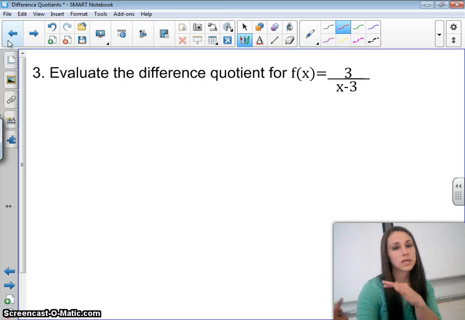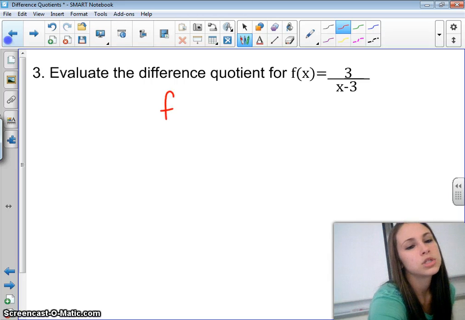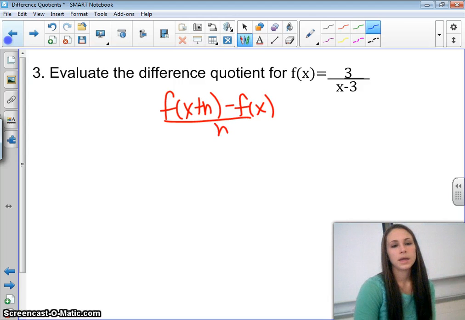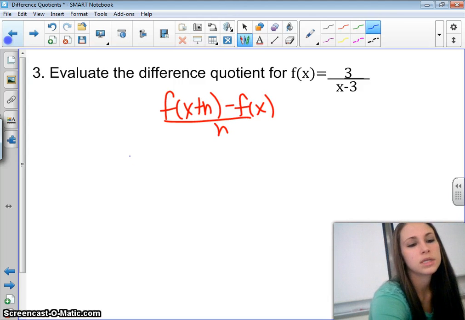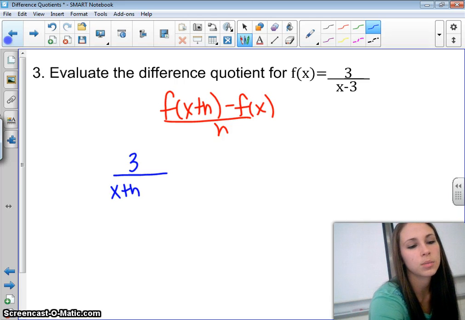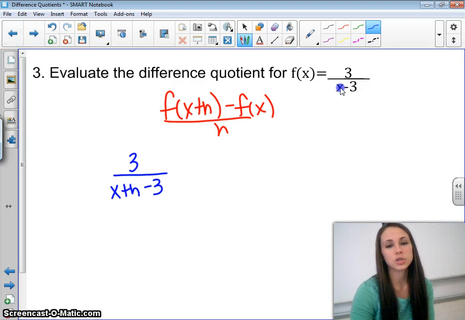It kind of takes everything that we've done with complex fractions, adding and subtracting rational expressions, and puts it all together. So again, my difference quotient is this. And so the first part, I'm going to take x and plug in x plus h right there. So right here I'm going to have x plus h minus 3. And I just took this x plus h and plugged it in right here for x. So this is what I have for f of x plus h.